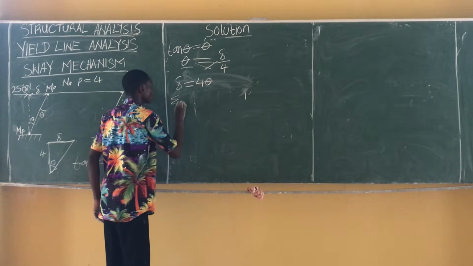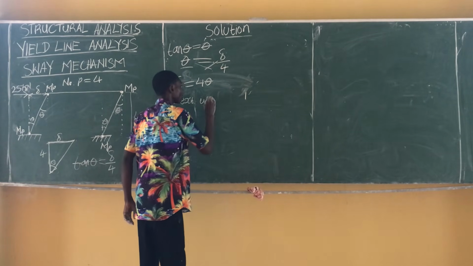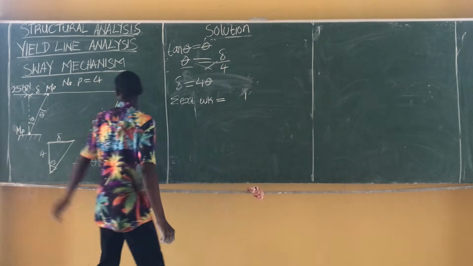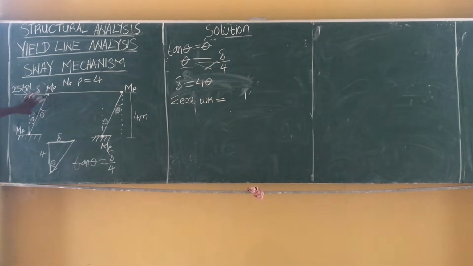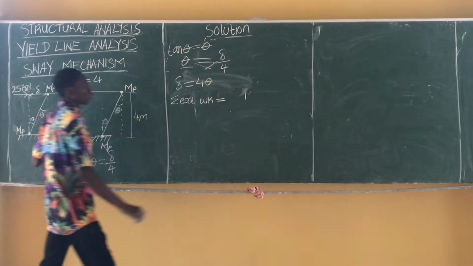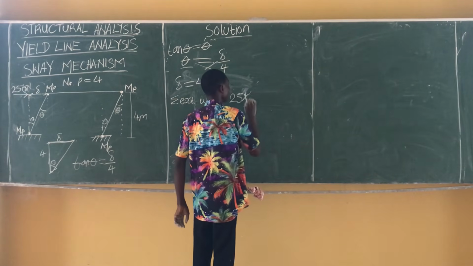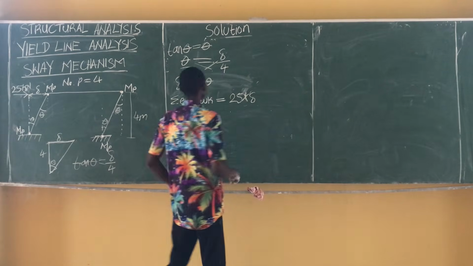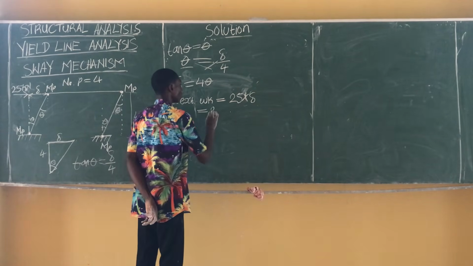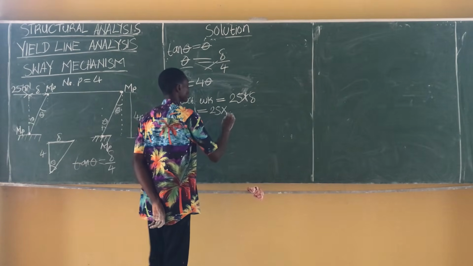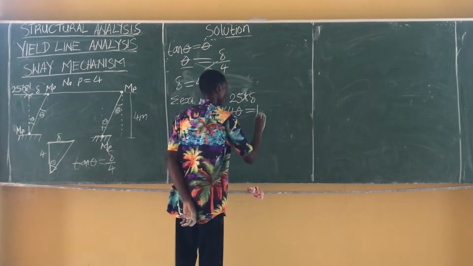All right. So the summation of external work done is simply equal to force times load. How many forces do we have on the sway mechanism? 1. So it's going to be equal to 25 times the deflection. Knowing that our deflection is 4 theta, this is going to be equal to 25 times 4 theta, and that's going to be equal to 100 theta.